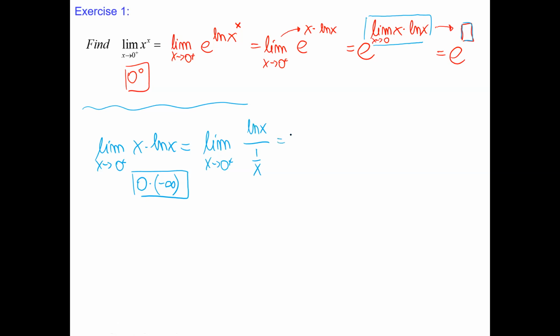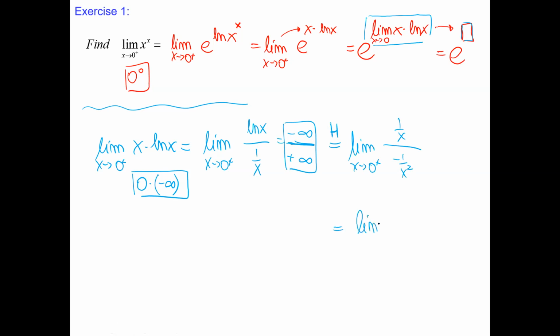Now we did change to negative infinity. 1 over a small number is a big number, in this case positive. Now we have infinity over infinity. We are allowed to use the L'Hopital rule for that form. Let's see. Derivative of ln of x, 1 over x. Derivative of 1 over x, negative 1 over x squared.